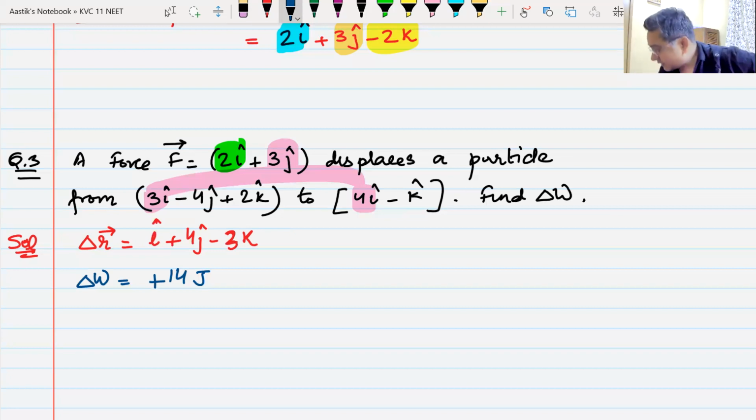So I did a mistake there. I subtracted the final position from the initial position. I had to subtract the initial position from the final position. So that was the mistake. So now move on to the next question. And I hope you and I do not commit the same mistake again.